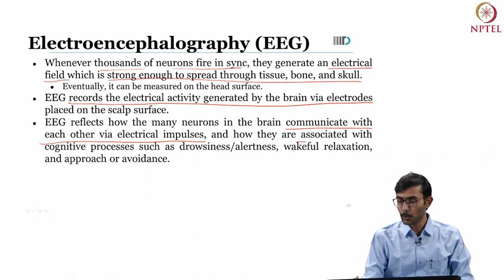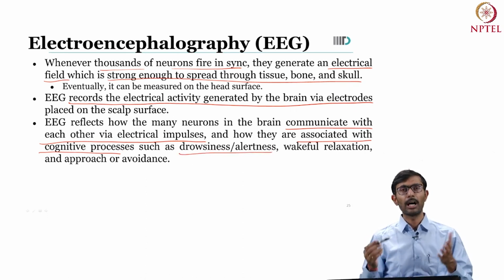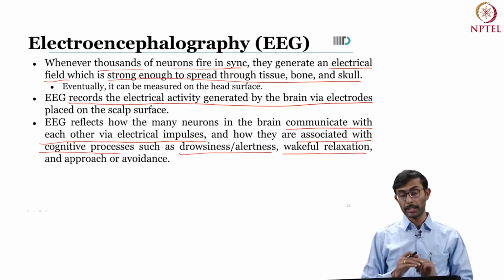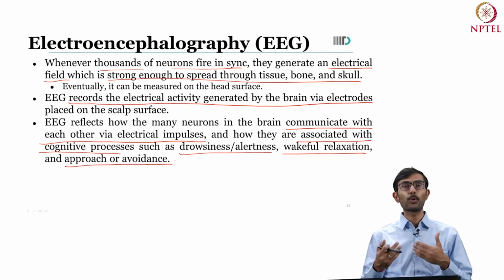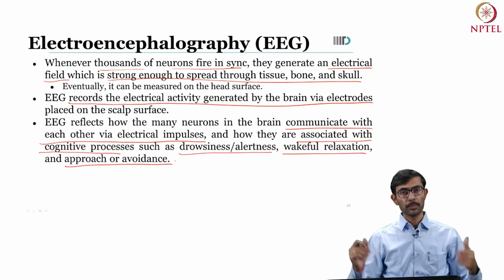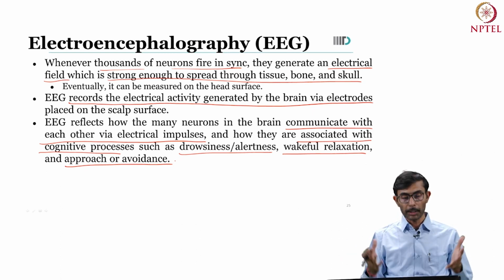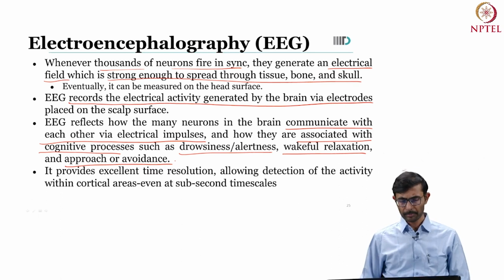These communications have been shown to be associated with certain cognitive processes, such as drowsiness, alertness, or engagement, that is, how engaged you are. They give a sense of wakeful relaxation, whether you are in a relaxed state even when you are awake. And more importantly, they also tell you whether there is an approach or avoidance attitude in response to something, by looking at your brain activity. Because of this, we are able to understand a lot of emotional information about the individual, such as engagement and the different cognitive states an individual is in, through the brain activity, and that is what makes it very exciting.